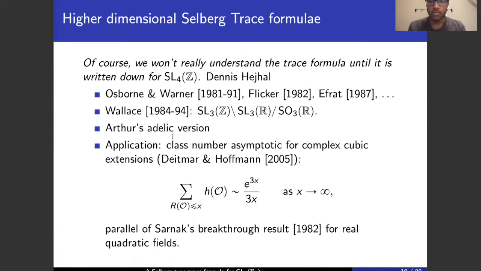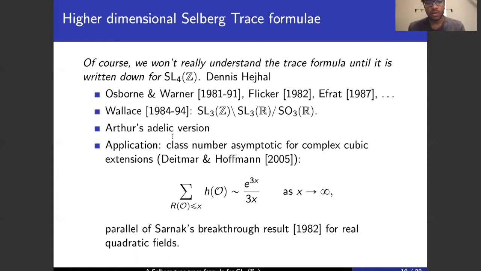A third, very different approach is Arthur's adelic version, in which you work over the ring of adeles, which essentially means you work over all the completions of the rationals, so the reals and the p-adics. You work over all of them at once, and this gives you control over tricky convergence issues, which is quite a big concern for these trace formulae.